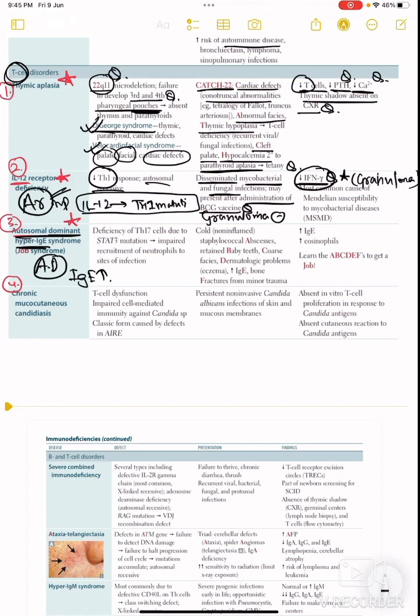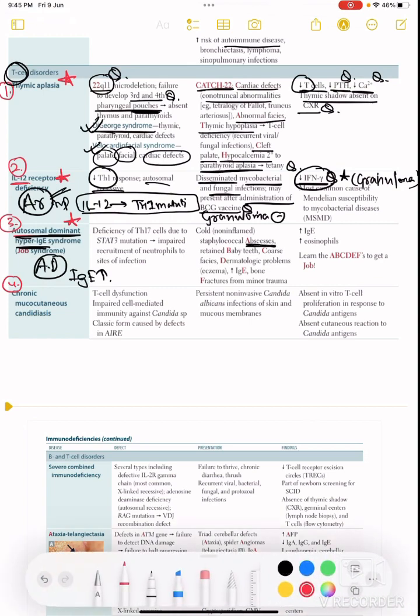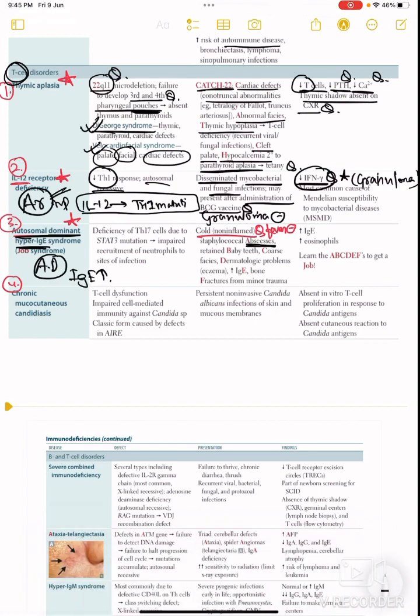What are the clinical features present in it? The clinical features can be remembered by abscess. And what type of abscess is it? It is a very important thing. Cold abscess, meaning non-inflamed abscess, which means fever will be absent. The second thing is retained baby teeth. Next is coarse facies, and there will be many dermatological problems, increase in IgE, and fractures from minor trauma can also ensue.